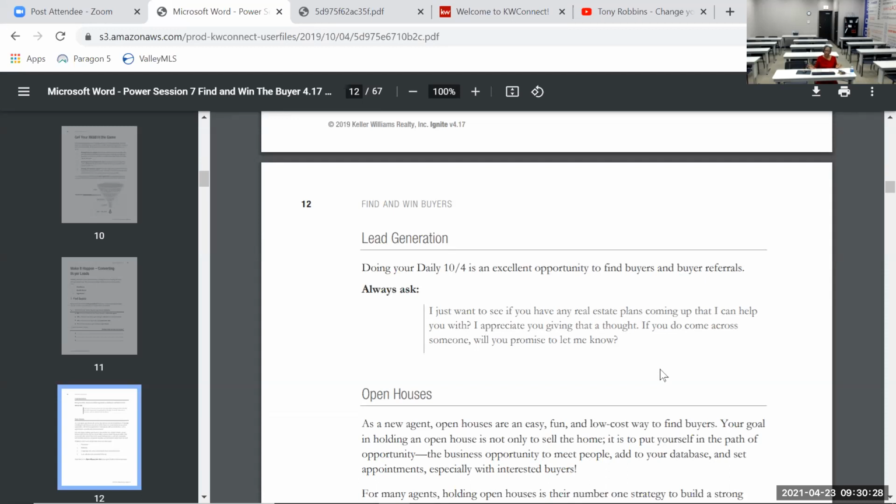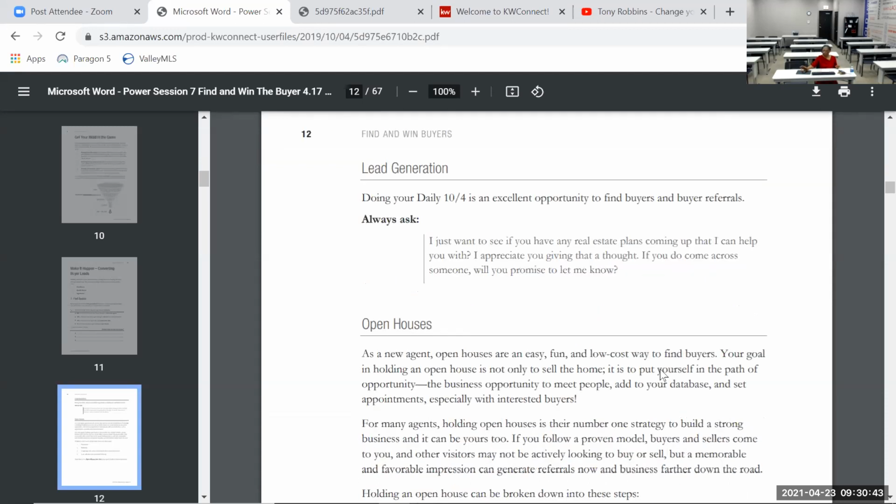Always ask: I just want to see if you have any real estate plans coming up that I can help you with. I appreciate you giving that a thought. If you do come across someone, will you promise to let me know? Lead generating is just, even if you're holding a general conversation with family, friends, or sometimes even strangers, eventually you'll be asked, what is it that you do for a living? Nine times out of ten they're going to ask you what it is that you do.